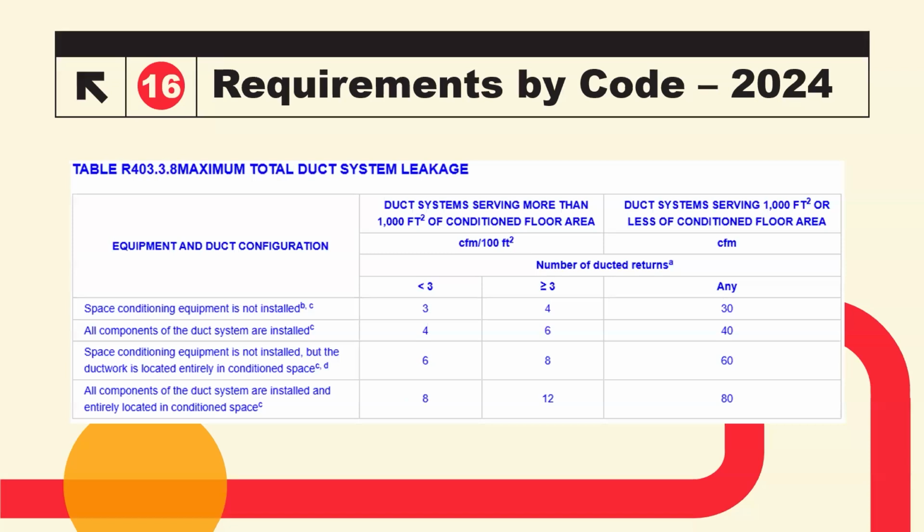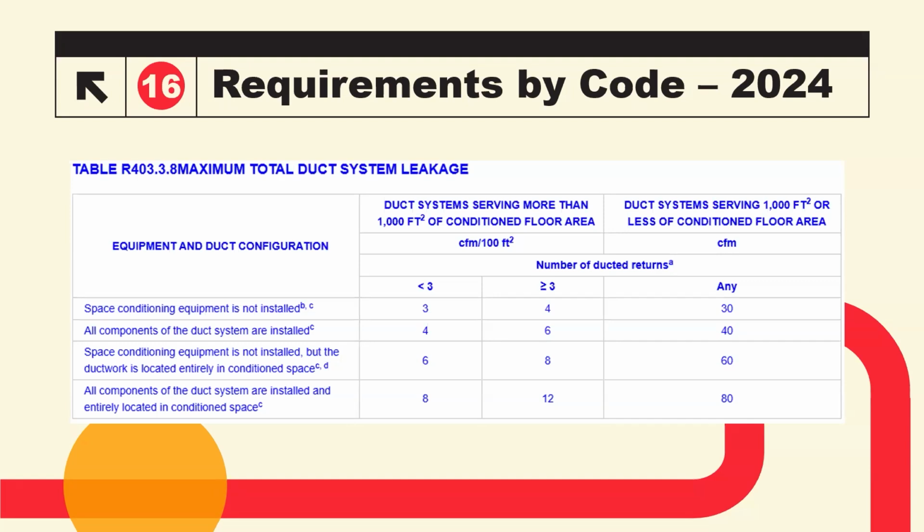If it's more than 3 returns, and when I say returns, it's dedicated returns that are tied into the system. It's not jump ducts. It's not transfer grills. It's not bypasses through the door. It's got to be tied into the system. So if bedrooms 2, 3, and 4 have jump ducts, and the primary bedroom only has a dedicated return, well, that's 1. That's not 4. And so that's how it's kind of based.